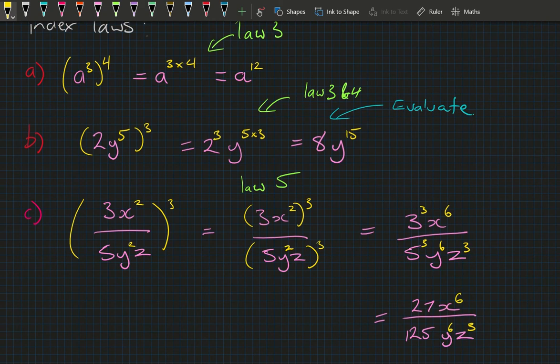I'm not sure why they think that's simplifying. It looks bigger to me. But anyhow, let's move on to the next one.